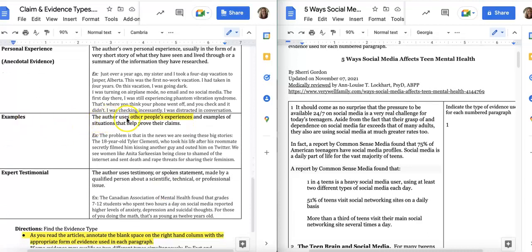Examples are what the author uses of other people's experiences and examples of situations to help prove their claims. An example: the problem is that the news we are seeing, these big stories, the 18-year-old Tyler Clementi, who took his life after his roommate secretly filmed him kissing another guy and outed him on Twitter. We see women like Anita Sarkeesian being shamed on the internet and sent death and rape threats for sharing their feminism. This was something that she spoke of when she was giving her TED Talk.